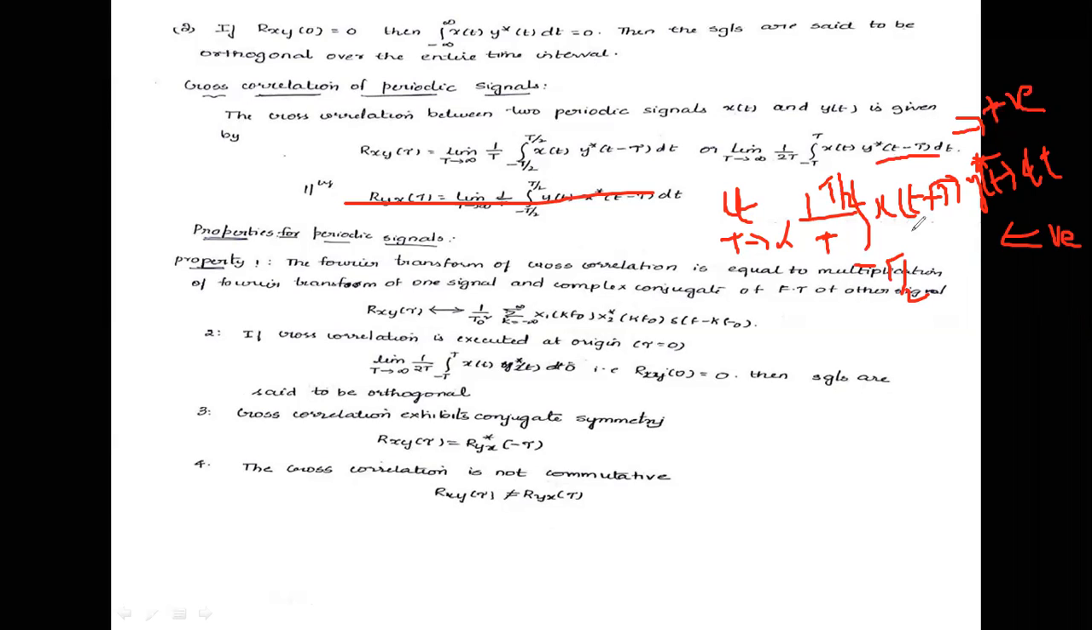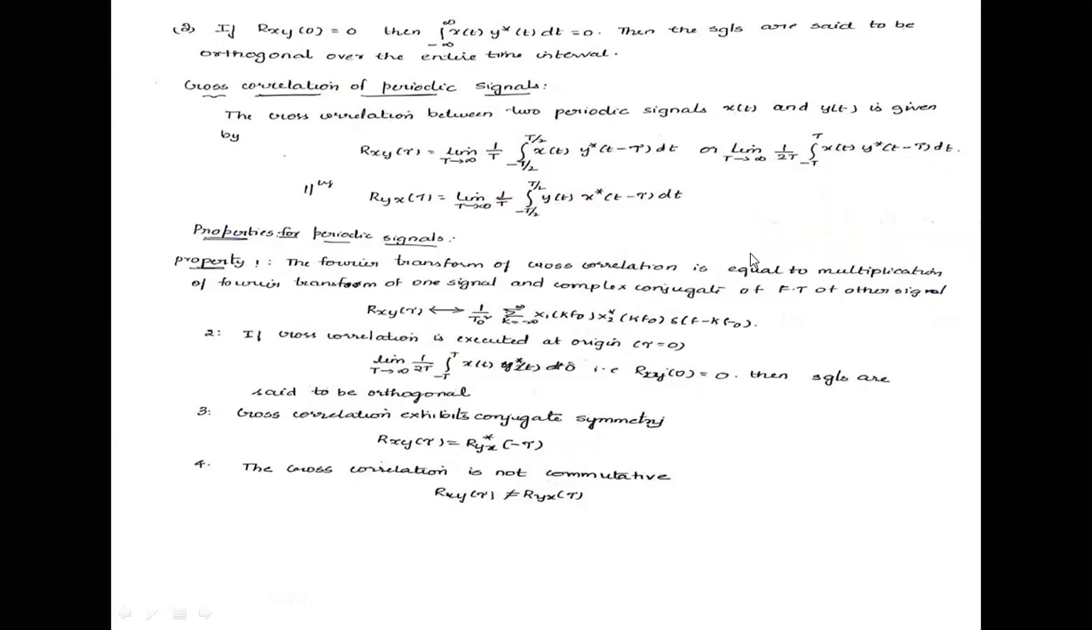See the x of t minus tau, and here the x of t plus tau, and take the star here. The other properties of the periodic signals: rxy of tau is not equal to ryx of tau. It is equal: rxy of tau is equal to ryx of minus tau. And the cross correlation is evaluated at the origin, tau is equal to 0. Rxy of 0 is equal to 0 means the periodic signals are said to be orthogonal. Got it? So these are all the properties we already discussed. Now I am explaining again, some of them briefly and some of them fully.